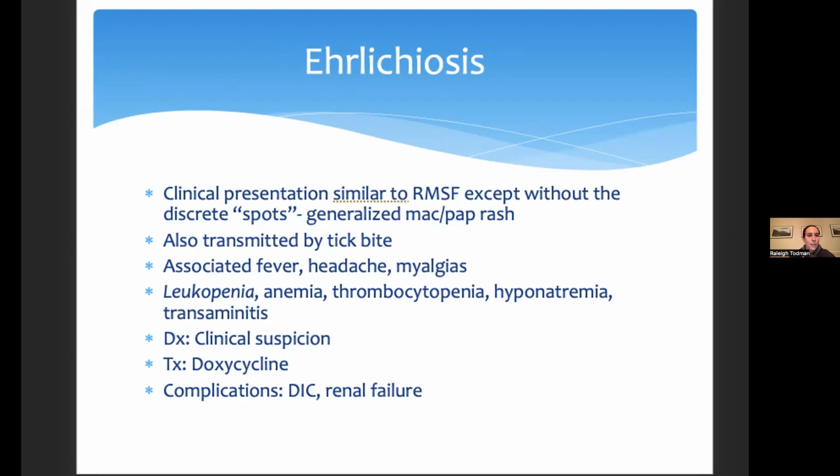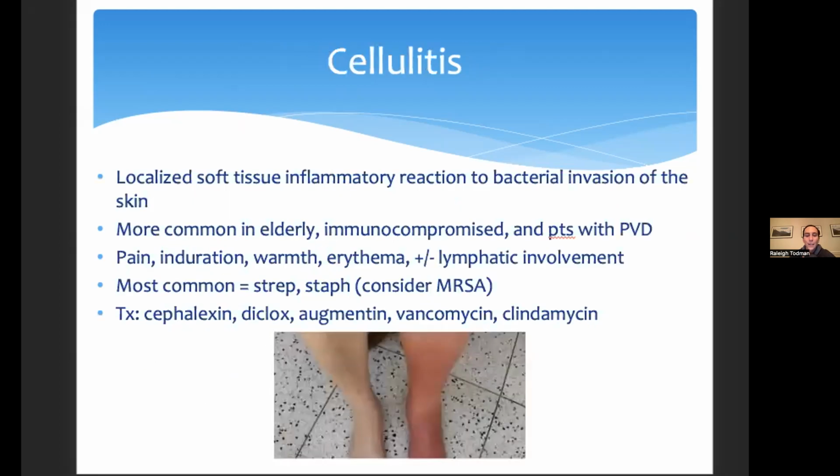All right, moving in a little bit of a different direction, we have cellulitis, which we're very familiar with. We see this a lot. This is a local soft tissue inflammatory reaction from a bacterial invasion of the skin, more common in elderly people, immunocompromised people, and people with peripheral vascular disease. And you know how this looks: pain, induration, warmth, erythema, most commonly staph and strep. And our antibiotics treat staph and strep, and you have to consider MRSA. Remember to consider DVT if you see this in the leg too.